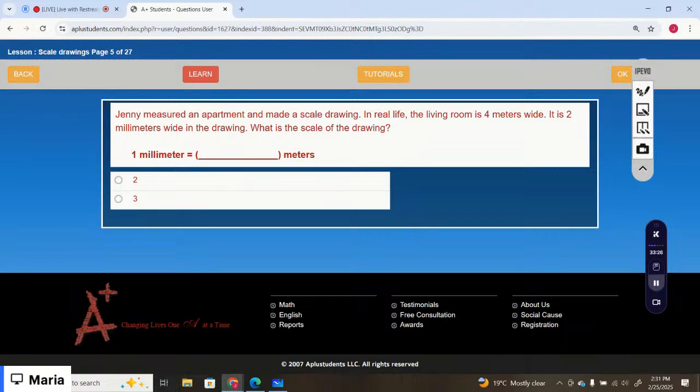1 millimeter equals 2 meters. Option number 1 is the correct option. That is 2 meters.